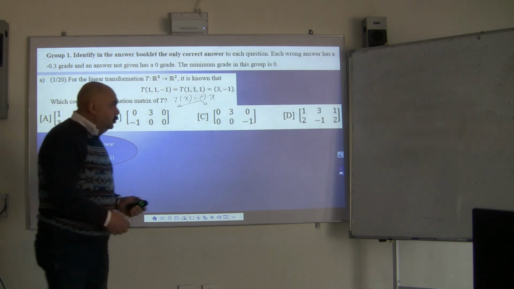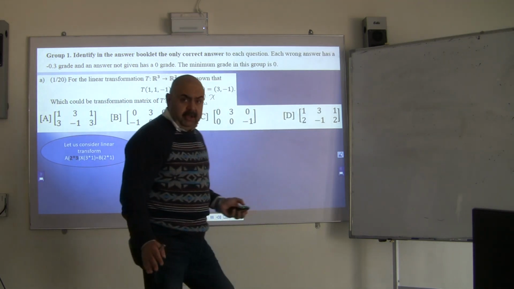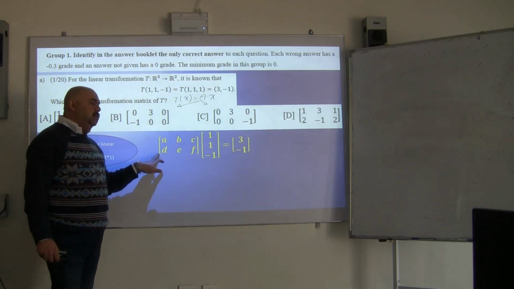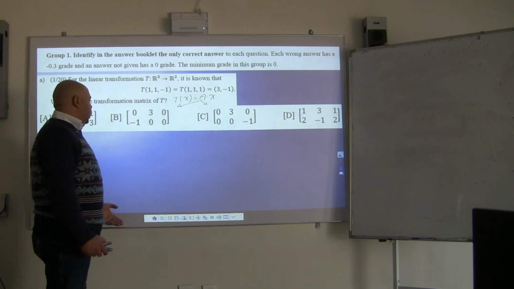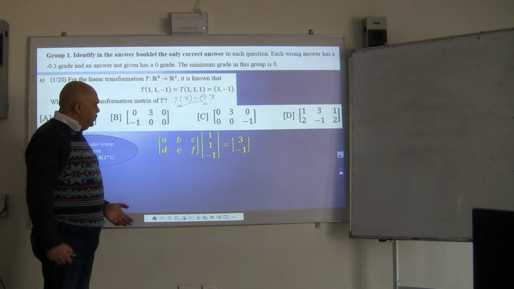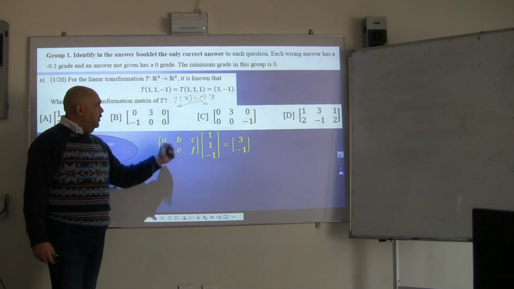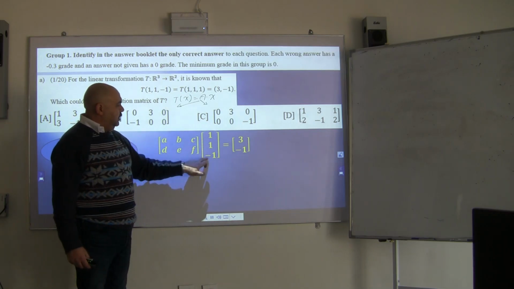So all I have to do is to search for a 2 by 3 matrix that will justify this condition. Okay, here we go. This is the matrix. I don't know which one of them it is, so I will just put in any numbers. So I'm considering A, B, C, D, E, F. This is the transform of the first vector, which is 1, 1, and negative 1.